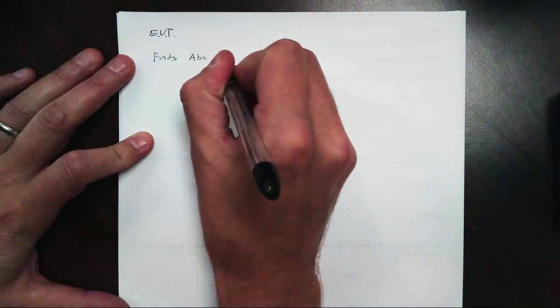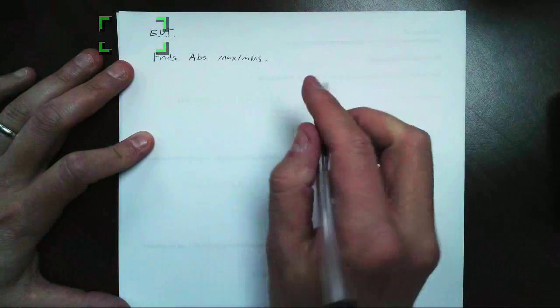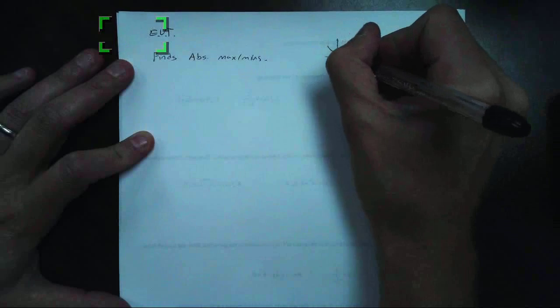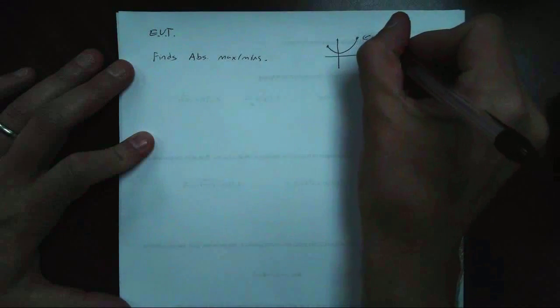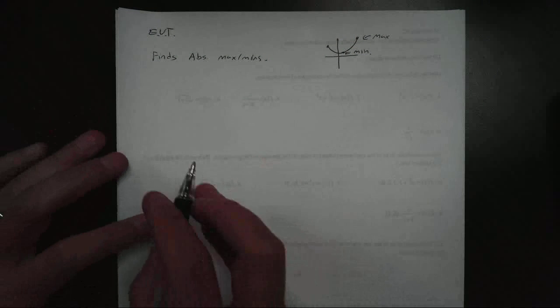Basically, what the Extreme Value Theorem does is it finds for us the absolute max and mins of a graph, using calculus, of course. Now, if I'm looking at a picture, I can easily tell where my absolute max and mins occur. There's my max, and down at the bottom is my min. But a lot of times we can't look at a graph, or we're too lazy to do a graph. So we can use calculus to do this.